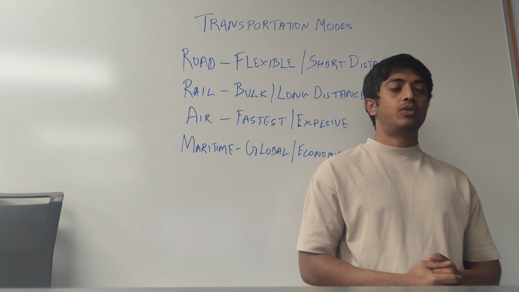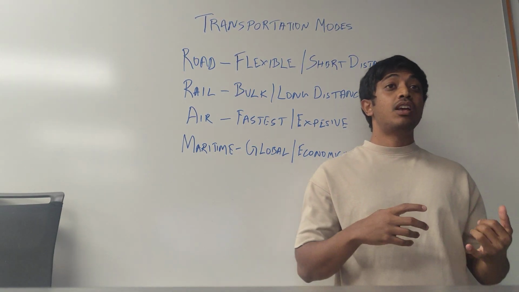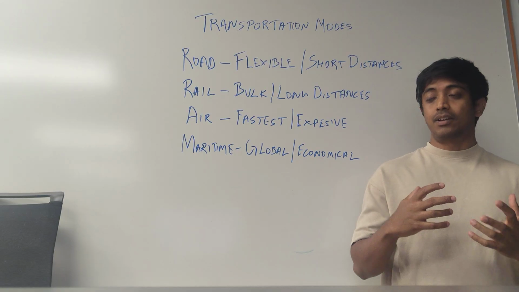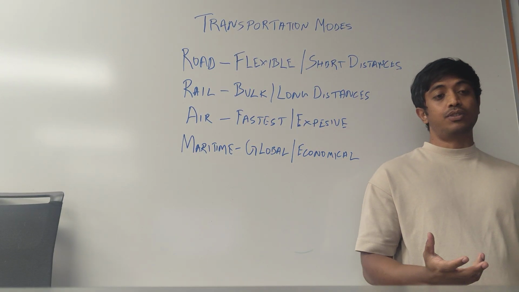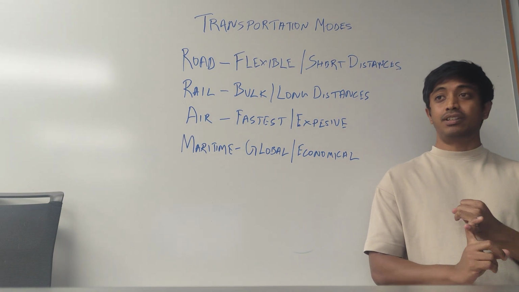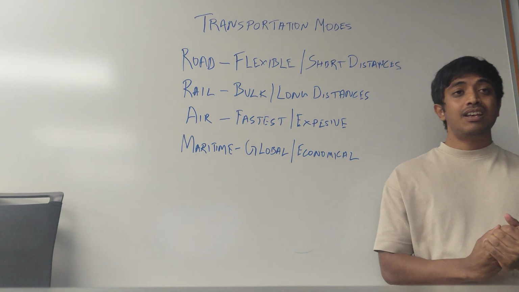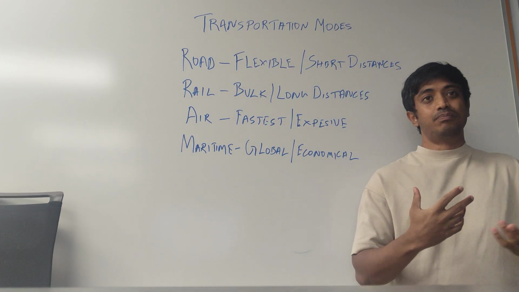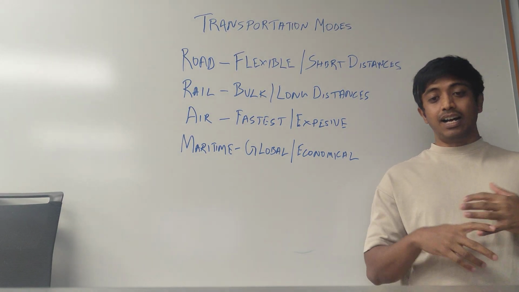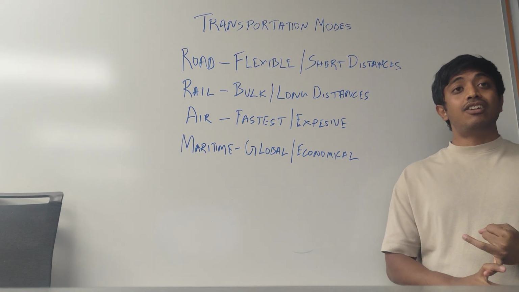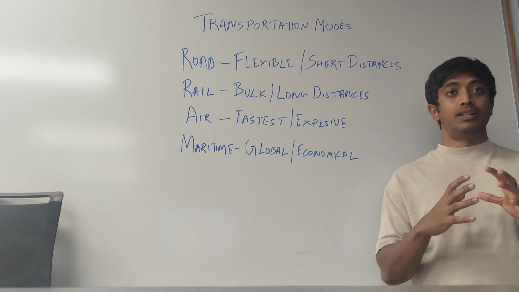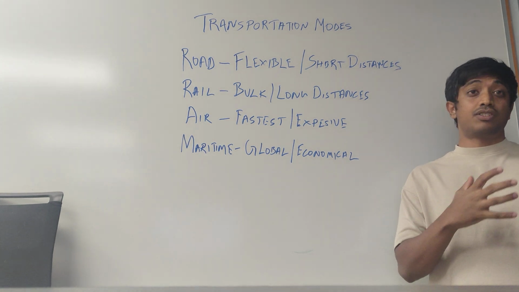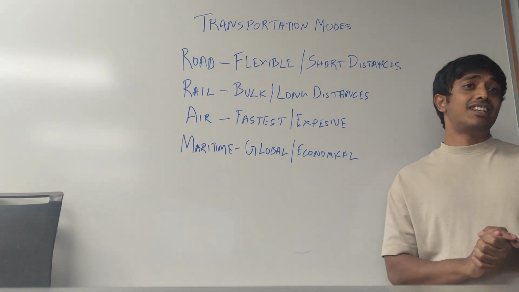Hi, in this video, I'm going to explain how a firm's cost, lead time, and risk are impacted by different modes of transportation that they can use. I'll be covering four different modes of transportation, that is road, rail, air, and maritime, that is sea transportation. And I'll also be discussing some of the advantages and disadvantages of these modes of transportation and how they can affect a business's operations. So let's get started.